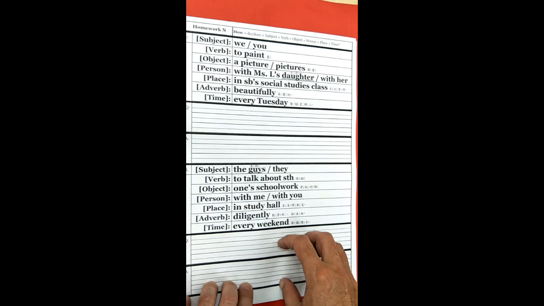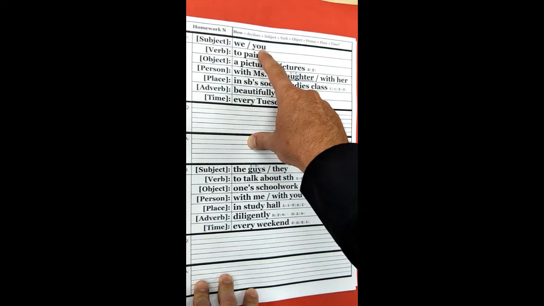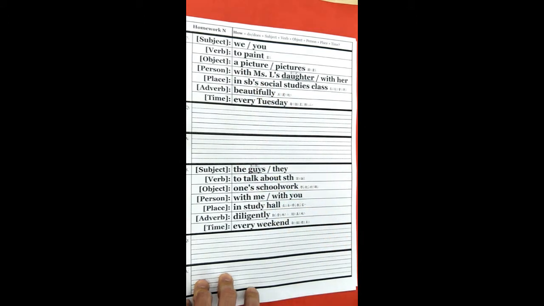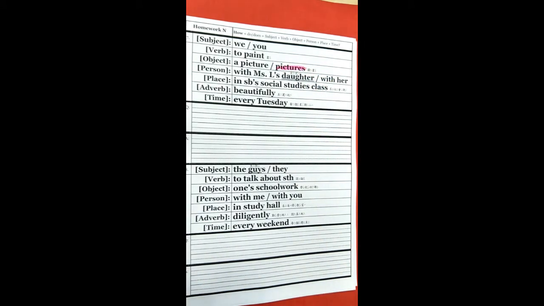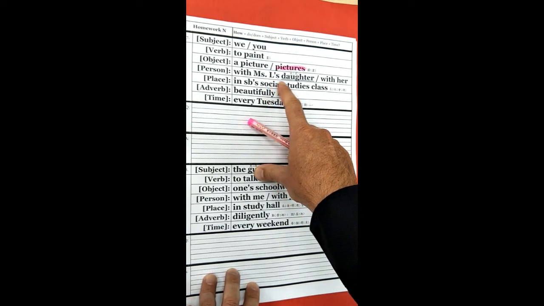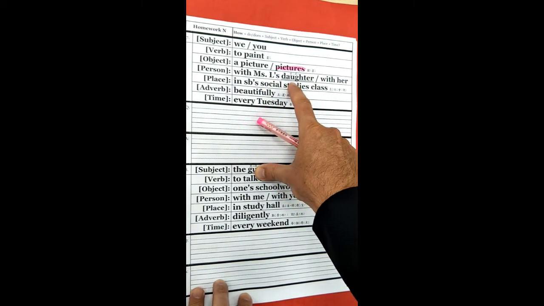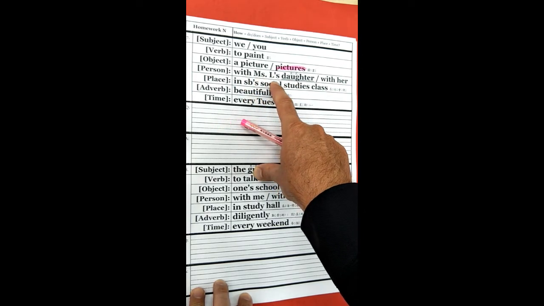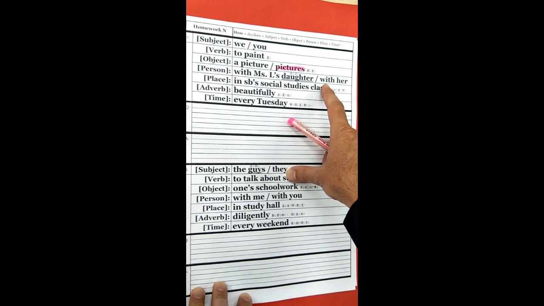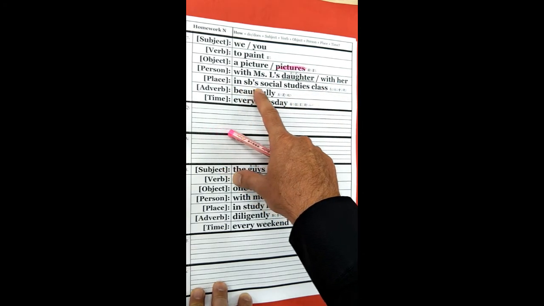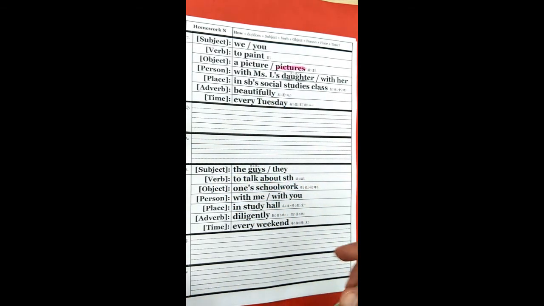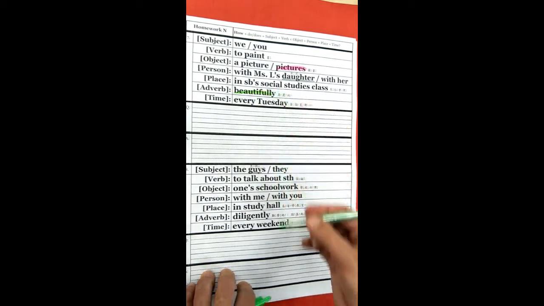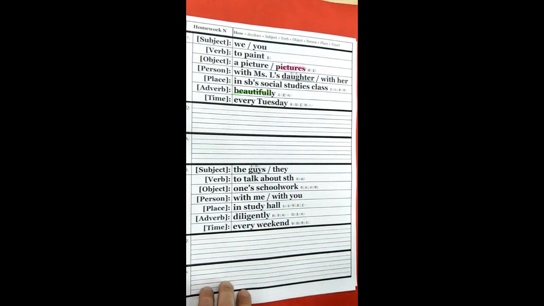Number 7. Okay? Subject, we. Answer, you. Verb, to paint. Object, a picture. Pictures, well, we want to use this because there's we, many people. Person, with Ms. Lee's daughter. One girl. With Ms. Lee's daughter. Answer, with her. In somebody's social studies class. Adverb, beautifully. That's the answer. Beautifully is the answer. Time, every Tuesday.